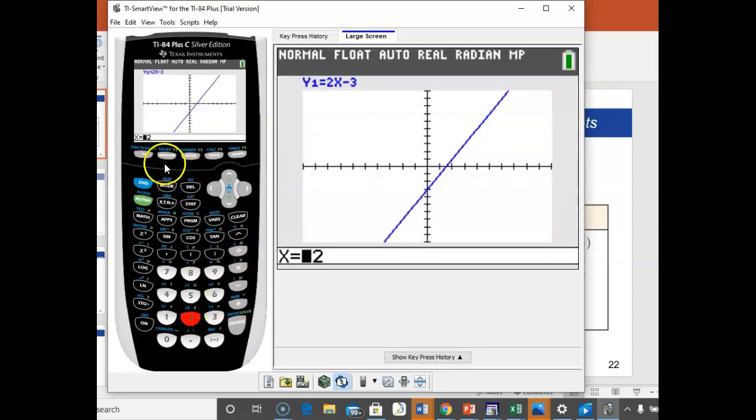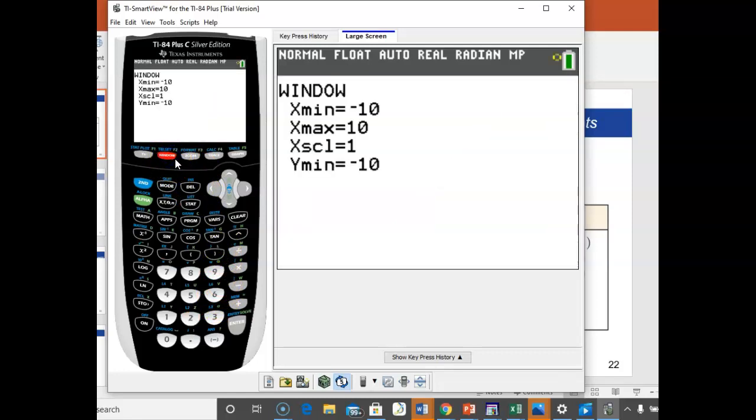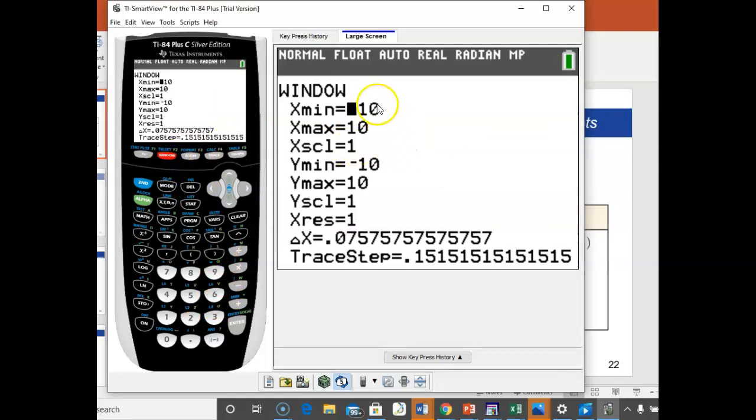And we're going to talk more about changing windows later, but if you go up here to your window, you can adjust your window values. X min is like how far to the left. X max would be to the right. I usually don't mess with the X scale too much. Y minimum is to the bottom, and Y maximum is to the top. So you can adjust on those a little bit as well. So that's just a quick orientation to our graphing calculator. We'll definitely be working more with that as we go.